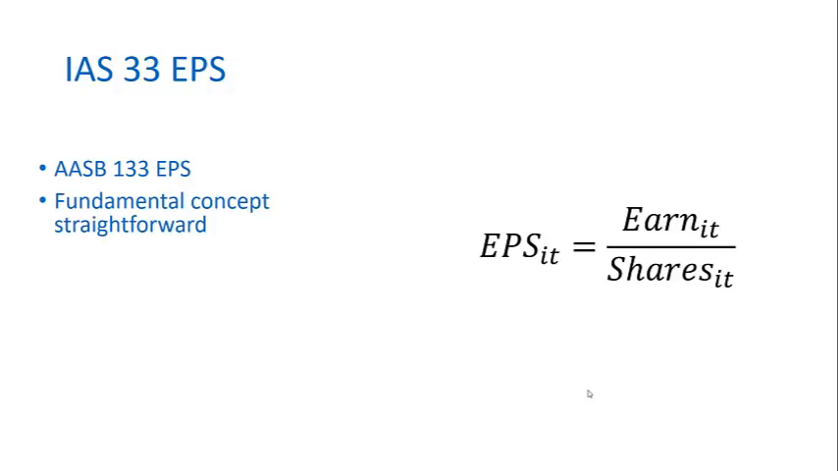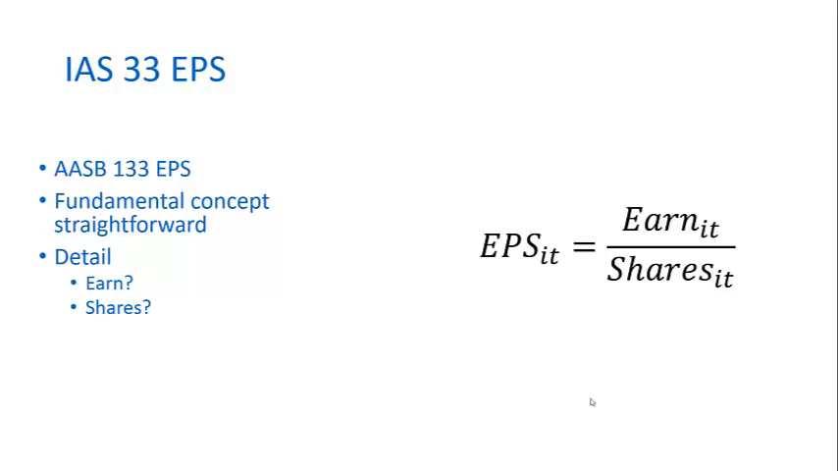Earnings per share is a fundamentally straightforward concept. You simply take an earnings number, you divide it by a shares number, and that gives you an earnings per share number. However, this ignores some of the detail that's required. Which earnings number do you use? What number of shares do you use? And the answers to this aren't always going to be straightforward.